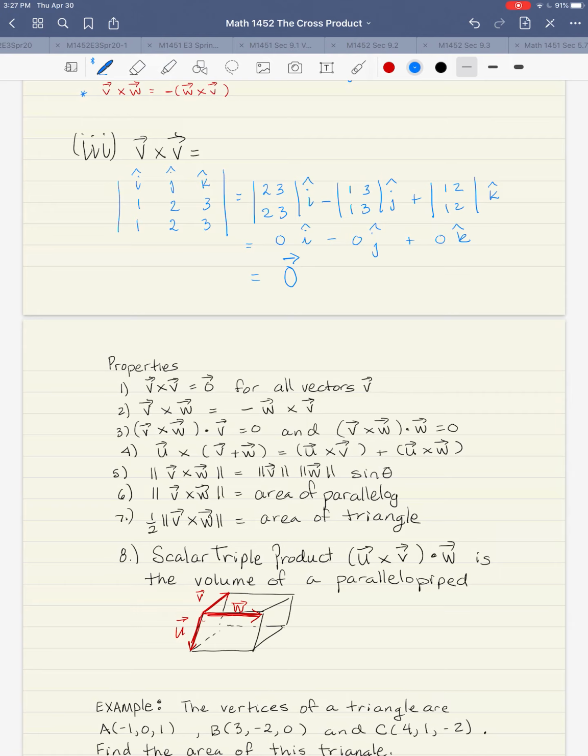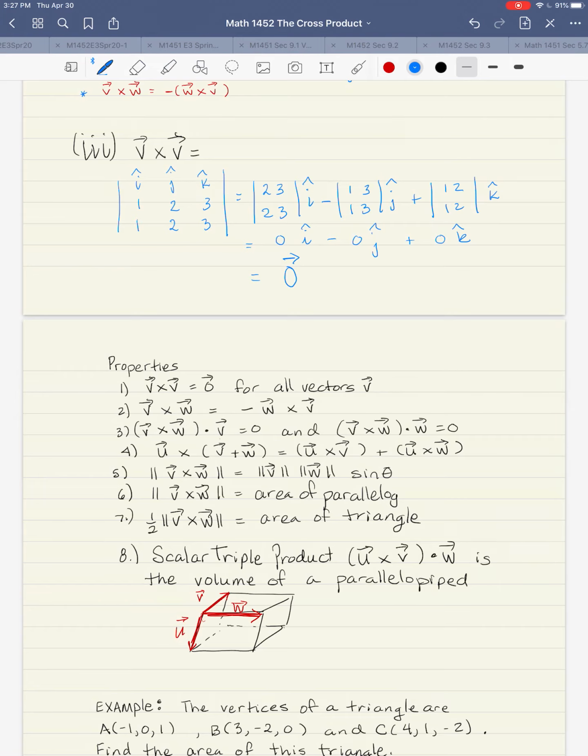So v cross v is 0 for all vectors. v cross w is the opposite of w cross v. The cross product gives a vector perpendicular to both v and w, so when you take the cross product and dot it with either v or w, you should get 0, not the 0 vector, the 0 scalar. There is a distributive property through addition. u cross (v plus w) is u cross v plus u cross w.